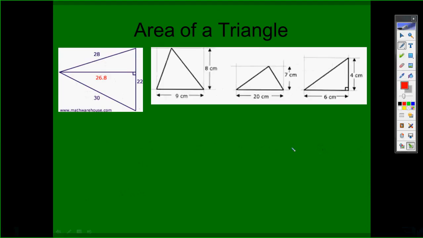Looking at the last 4 examples where numbers are actually given. In this case, the 28 and the 30 are meaningless because they do not form a perpendicular. So the numbers I'm actually going to be working with would be the 22 and the 26.8. I'm actually going to divide one of my lengths first, because I think it will help me do it more easily. 11 times 26.8.